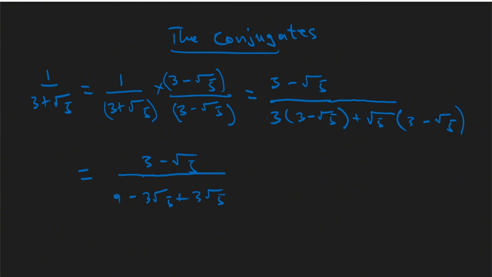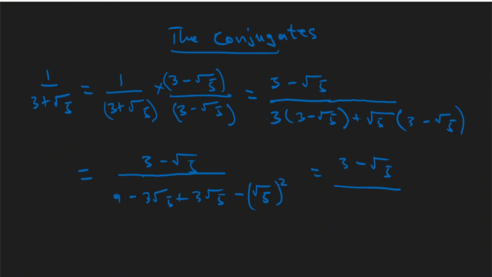times negative root 5, which is going to give us negative root 5 squared, which is the same as 3 minus root 5 over negative 3 root 5 plus 3 root 5 will give us 0.